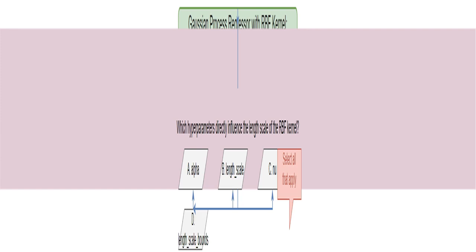I'm asking you to identify the scikit-learn hyperparameters that directly control the length scale setting within the radial basis function, RBF, kernel. This setting dictates how much each data point influences its neighbors. A small length scale means local influence, resulting in a wiggly function. Conversely, a large length scale suggests a smoother function where data points influence a larger area.